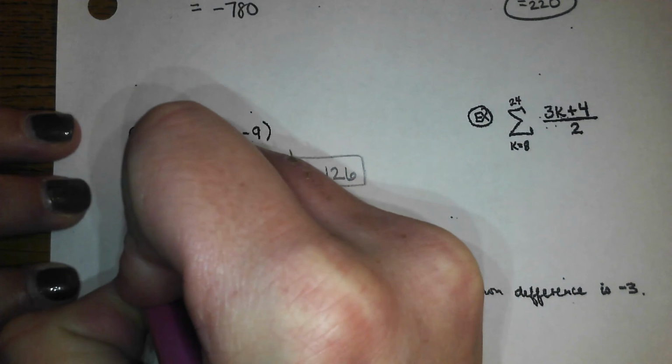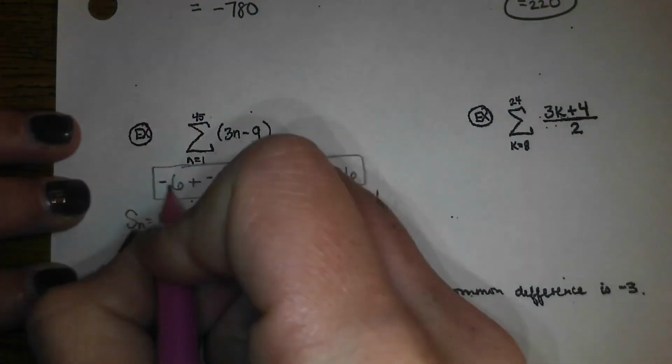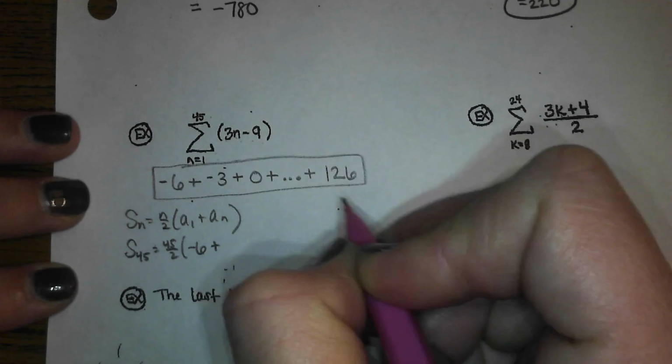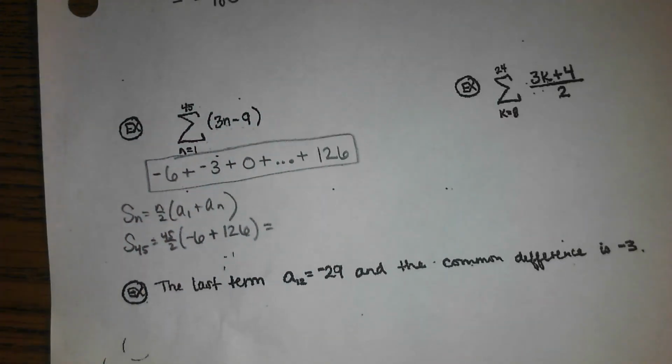So S sub 45 equals 45 over 2. The first term was negative 6. The last term was 126. And there's your answer. Crunch those numbers, you have your answer. Now, for safety reasons, that's the way I do want you to do it.